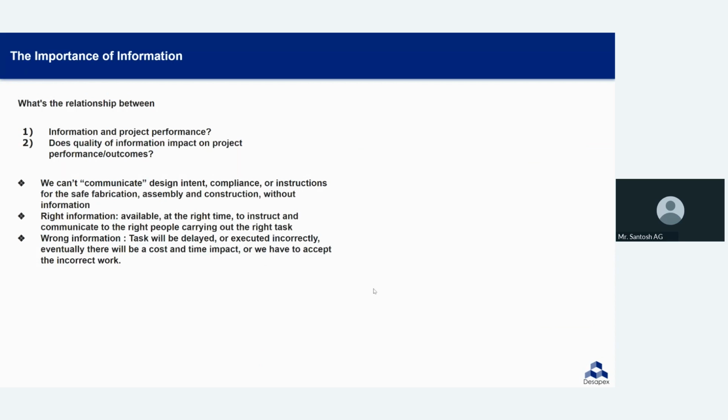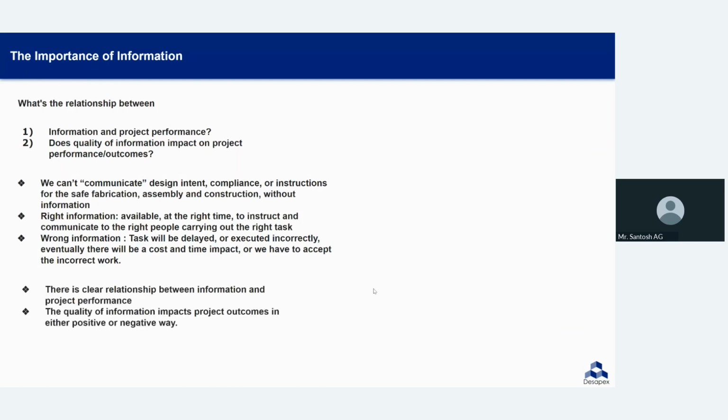Next, what if the information is wrong or late or missing or difficult to understand? Well, the task will either be delayed or executed incorrectly, or the people executing the task may make some adjustments based on their own experience to try to get the task complete anyway. But the work may still be done incorrectly, and there is a potential risk that it may have to be corrected again later. It may eventually get completed correctly, but there will be a cost and time impact, or you have to accept the incorrect work.